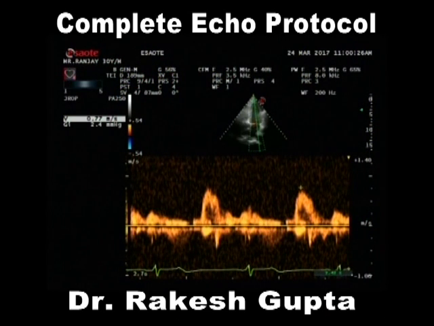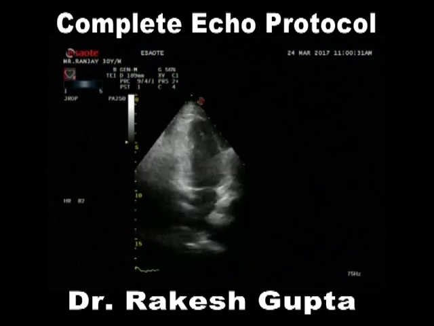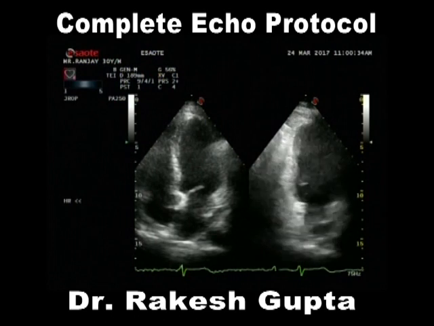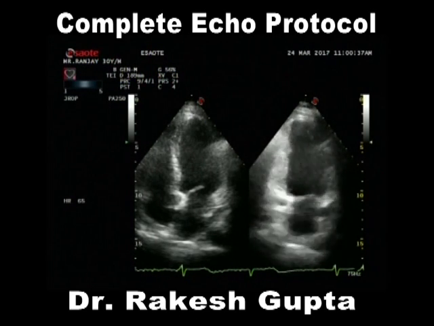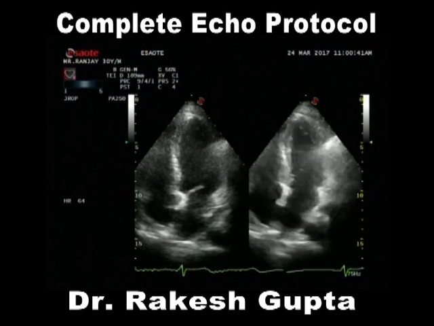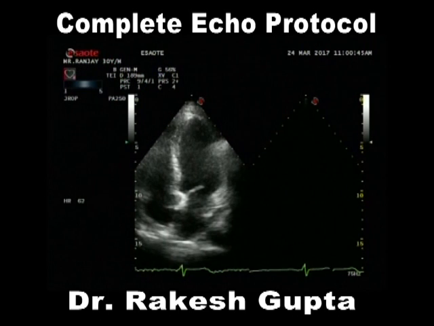Correct? And then we take the LA volumes in that particular segment, and I have showed you how to take an LA volume for this particular segment to assess for a kind of diastolic dysfunction. And this is all we can do in the 4-chamber view, and then we come down to see the subcostal window.